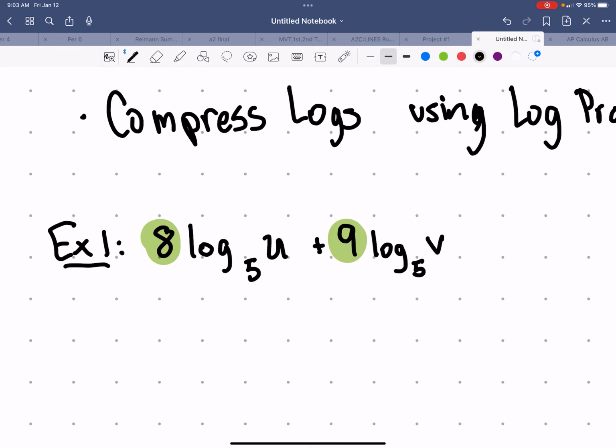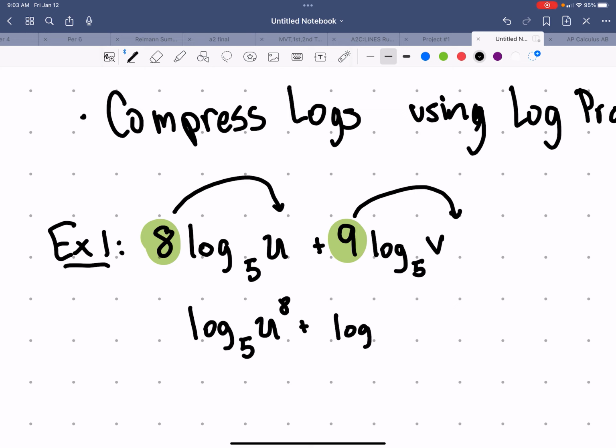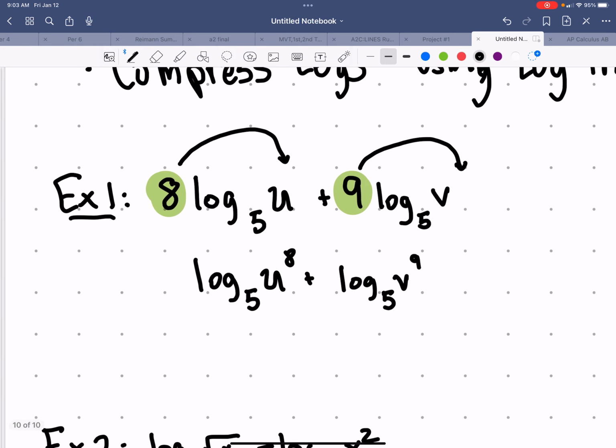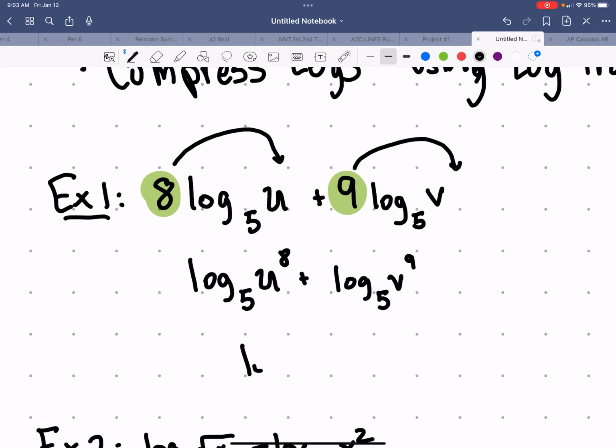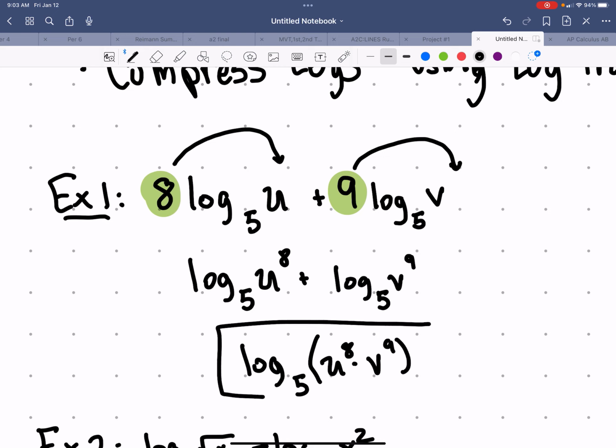All right, so what I'm going to do is bring these to the top. So I'm going to be like log base 5 of u to the power of 8 plus log base 5 of v to the power of 9. And now that there's nothing in front, we can combine them using the sum product rule. So because we're adding, we're going to make this into a multiplication, and you're going to be like u to the power of 8 times v to the power of 9. And that's my final answer.